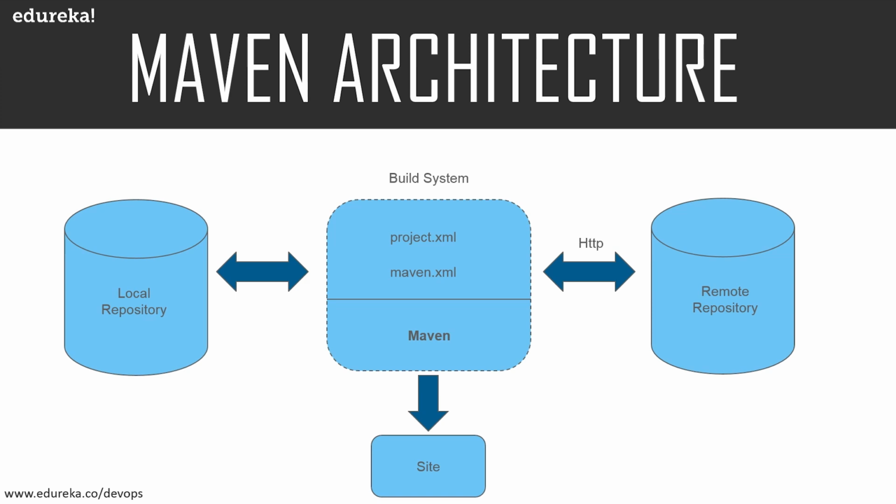If the dependency is present in the central repository, Maven will copy that dependency onto your local machine. But if it is not present here, Maven will fetch it from the remote web server or the remote repository using internet. So internet is very much mandatory for using Maven. This is how Maven architecture or Maven works.